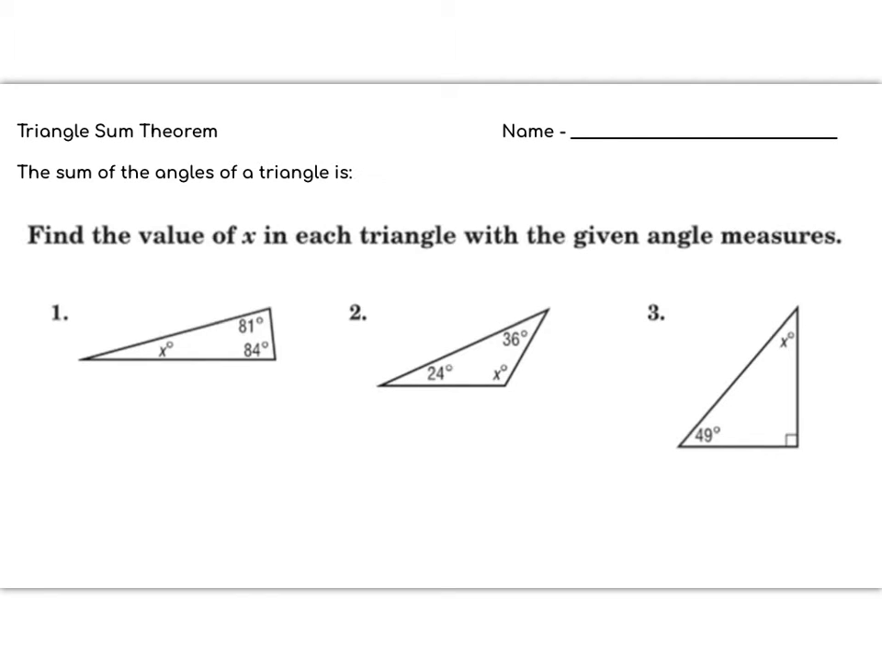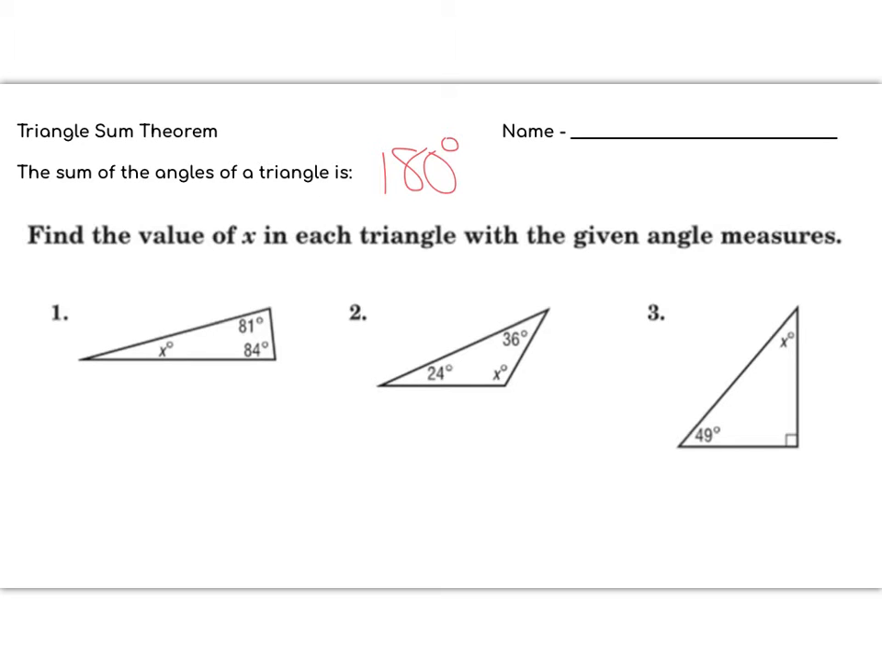Today we are going to learn a very important but simple characteristic about triangles. It is called the triangle sum theorem, sum meaning to add up, and it's a theorem because it can be proven. And this theorem says that the sum of the angles of a triangle is 180 degrees.